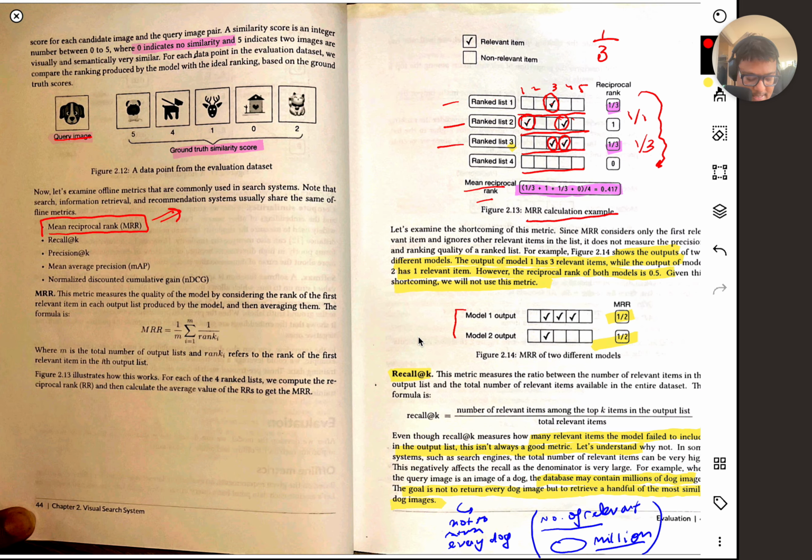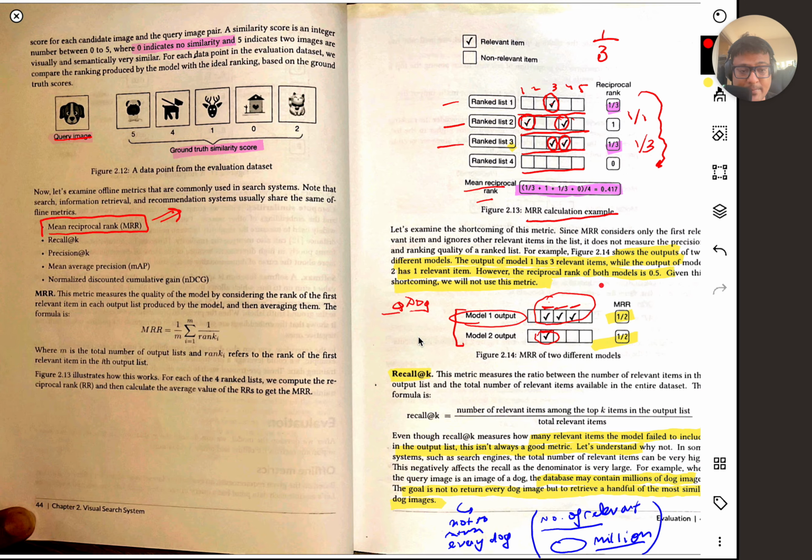For example, let's say you have two models which you trained, and for the same query image, let's say a dog, one gives you three dogs, and one gives you only one dog. Technically you can see that model 1 is better than model 2 because it has managed to give you three dogs, and here it has only managed to give you one dog.